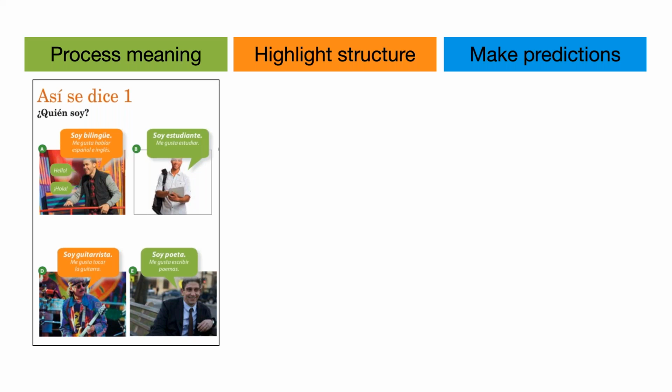The grammar structure was actually first introduced in the vocabulary section, as you can see here. Students learned that soy means I am, but they didn't know that it was the first person singular of the verb ser, which is an irregular verb, and so on. They just knew that soy means I am.